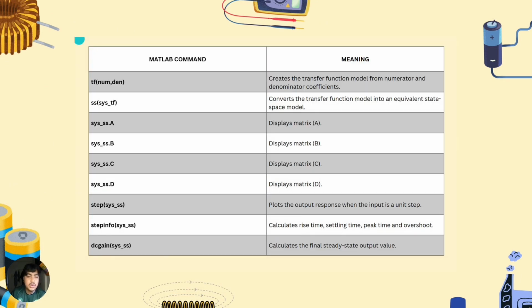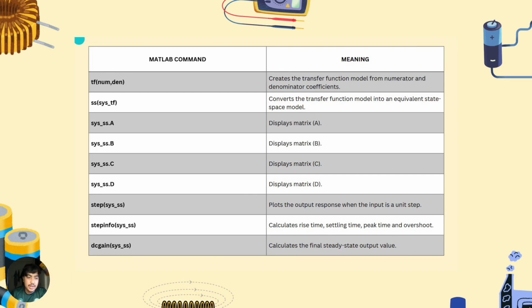So from the code shown before, this is the MATLAB command, and it has a meaning and function. For tf with numerator and denominator, it creates the transfer function model from numerator and denominator coefficients. And the second one is sys_ss equals ss of the transfer function sys_tf, which converts the transfer function model into an equivalent state space model. Next, for the matrix, to display the matrix, we use the code sys_ss.A. Same goes for the B matrix, the matrix of C, and the matrix of D.